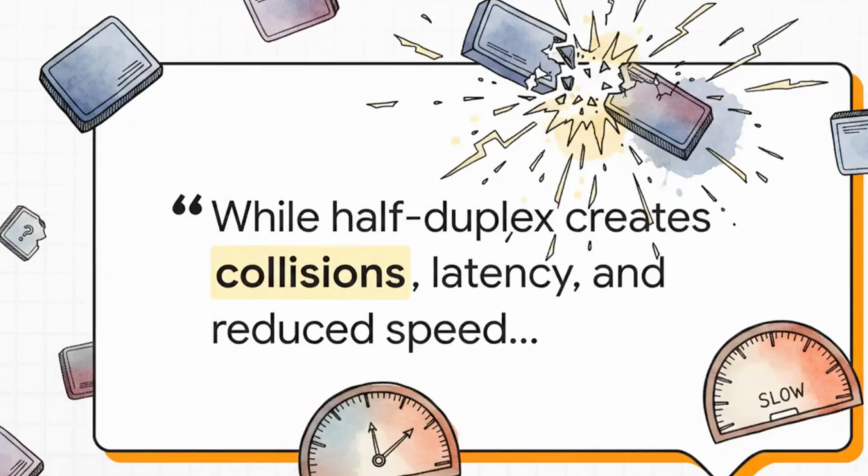Now, this setup inevitably leads to one major problem: collisions. And hey, this isn't just a metaphor. Because the channel is unmanaged and shared, data packets literally crash into each other on the wire if two computers try to talk at the exact same millisecond. When they crash, the data is completely destroyed, the computers have to wait a random amount of time, and then they have to try sending everything all over again. As you can guess, this creates massive latency and painfully reduced speeds.